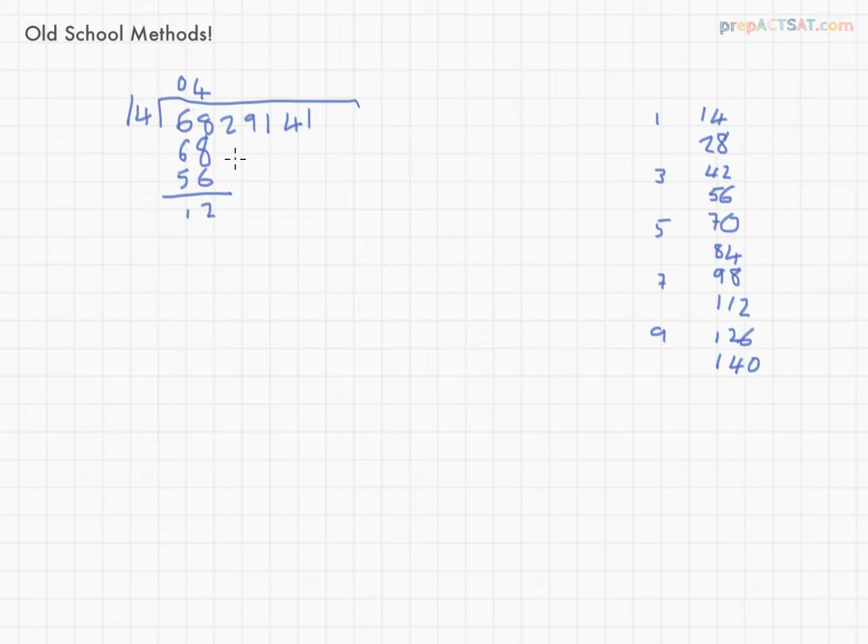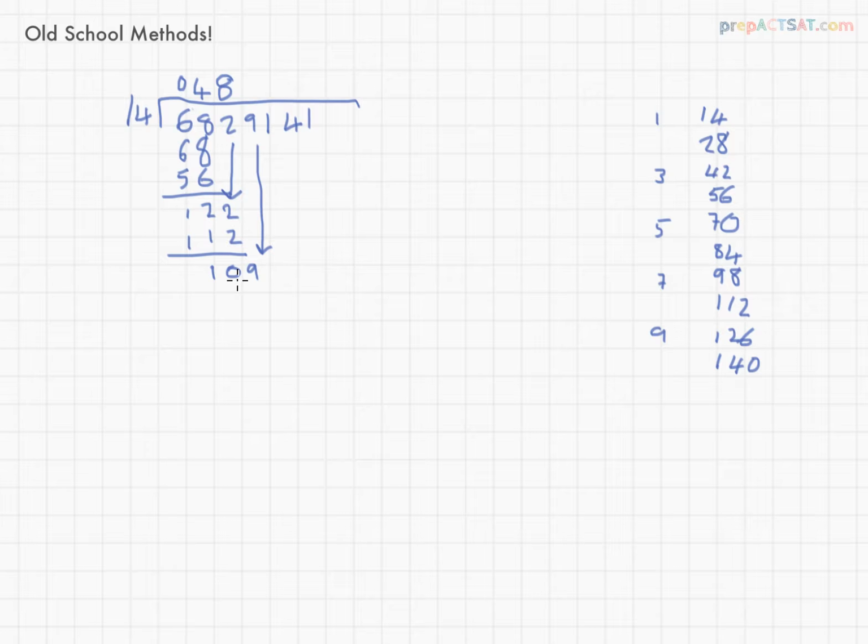So I'm going to write that there, and I'm going to bring down the next digit because 14s don't go into 12. So I need to do 14s into 122. So the closest multiple there is 8. So stick that up there, and then write 112 below, because that's how many, that's 8 14s. So we're now going to find the difference. Difference here is 10. Bring the next digit down.